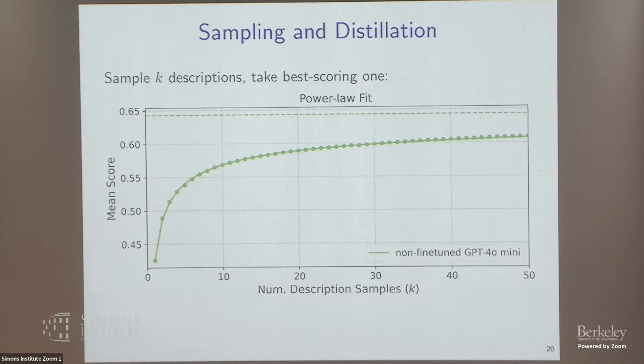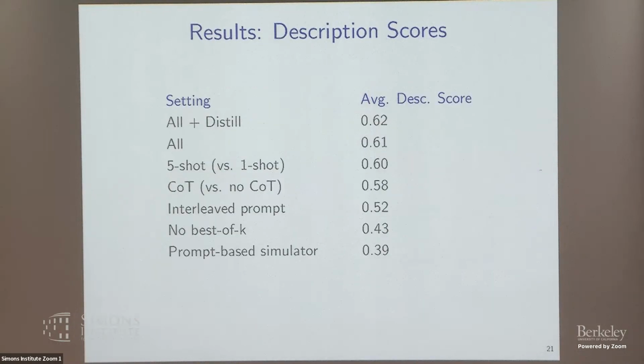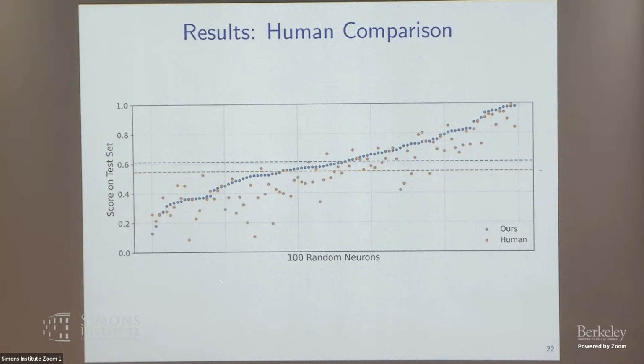And this is showing if I do best of k and sample the best thing, I'll get a much better score. I can do even better by fine-tuning a model again on this and then doing best of k again. And that gives you these curves, which is the final system. These are just some numbers of what matters. I'll maybe skip that because I'm low on time.